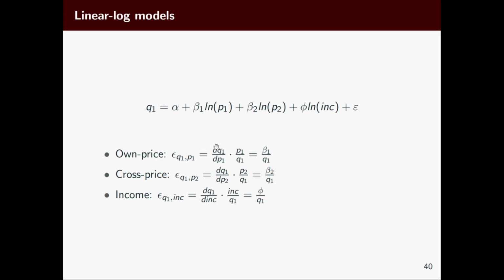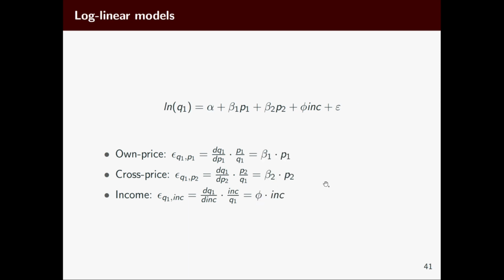Then the partial derivative of Q with respect to P1 multiplied by P1 over Q1. If you do that derivative and simplify, you'll find that own price elasticity is going to be our estimated beta 1 divided by whatever quantity we're at. Okay? Similar for cross price and income elasticities. Log linear models, again, if you're able to take the correct derivatives, this is going to simplify to beta 1, whatever we estimate for beta 1, times the price of good 1. Similar for cross price and income elasticities.